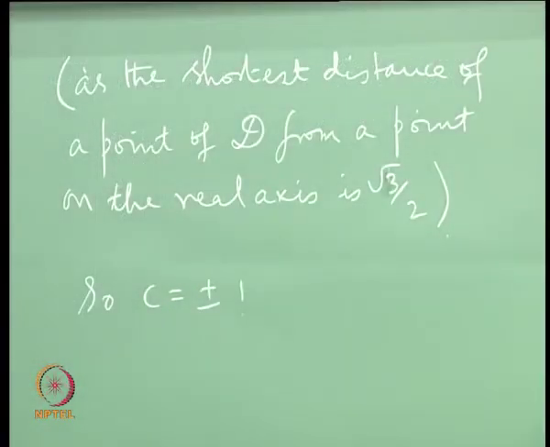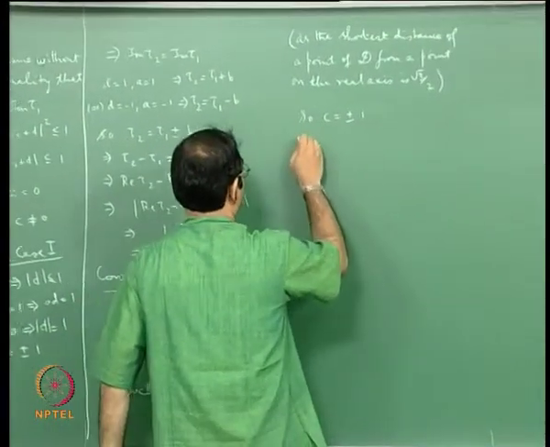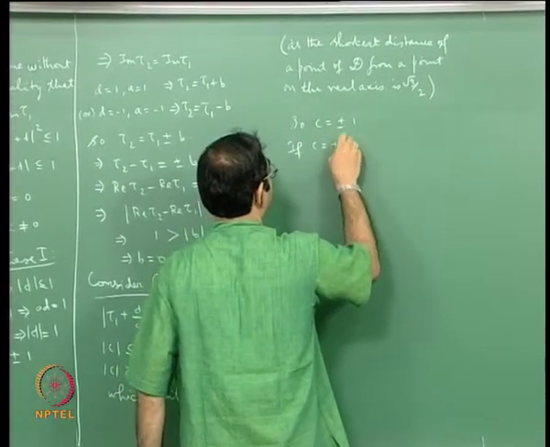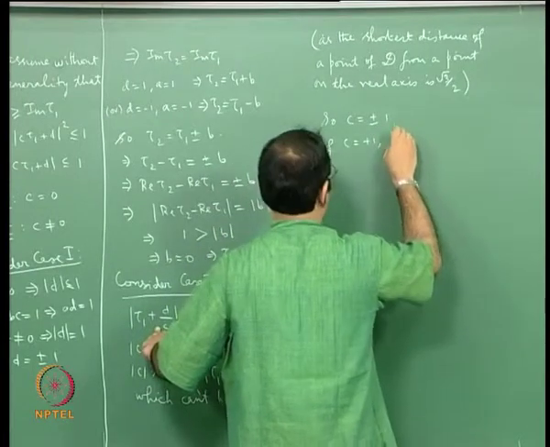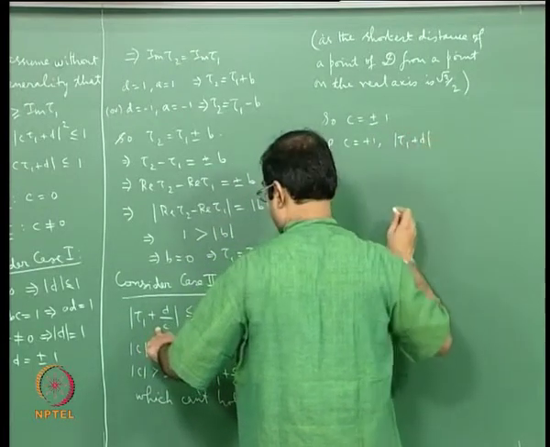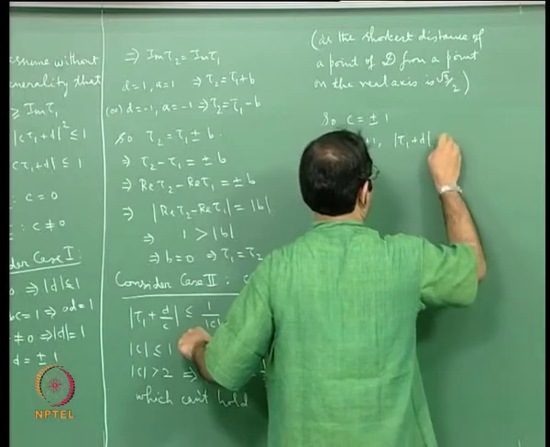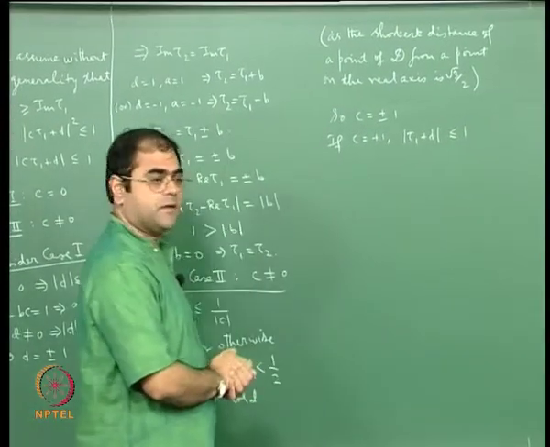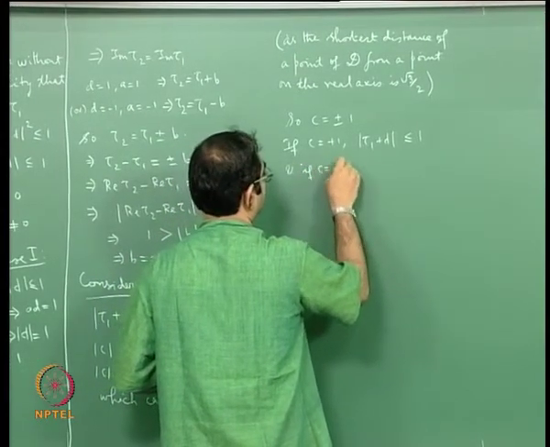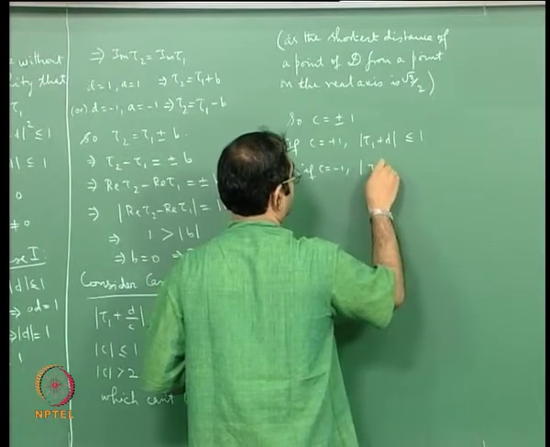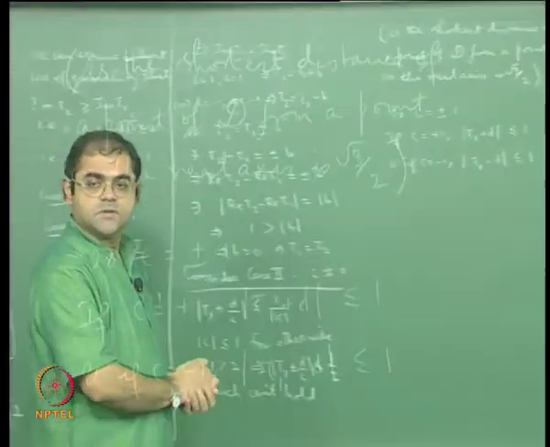And so what will happen is, if c is 1, then you will get mod of tau 1 plus d is less than or equal to 1, since c is 1. And if c is minus 1, then mod of tau 1 minus d is less than or equal to 1. This is what you will get.